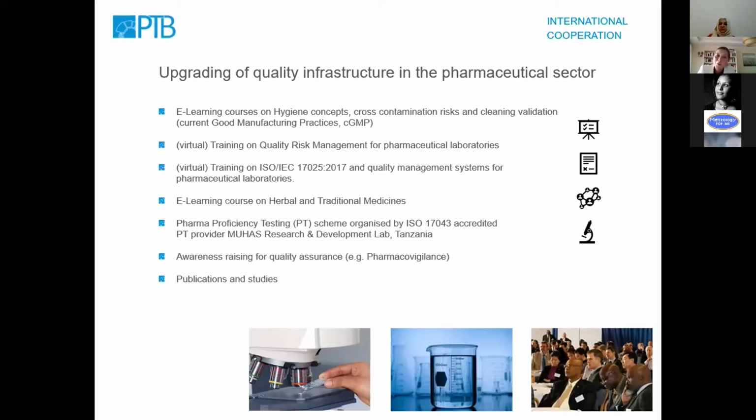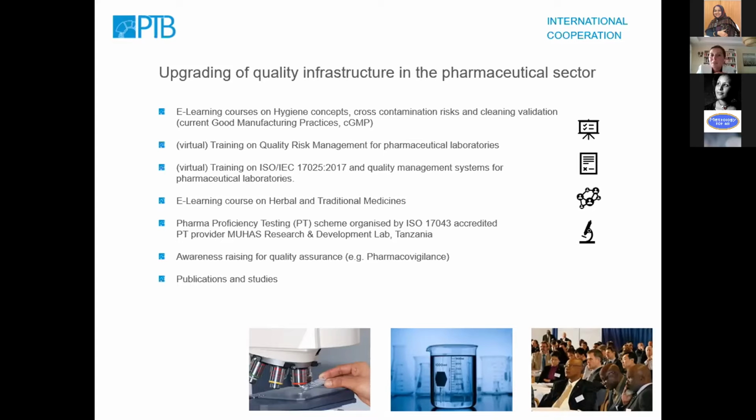Then for the herbal and traditional medicines, we have good manufacturing practice courses. For example, we have a 6-week basic GMP course for producers and regulators in herbal medicines area. Then we do proficiency testing schemes. We have very good cooperation with the Muhimbili University in Tanzania. They are ISO 17043 accredited, and together with them, we carry out proficiency testing schemes for the pharmaceutical testing labs.